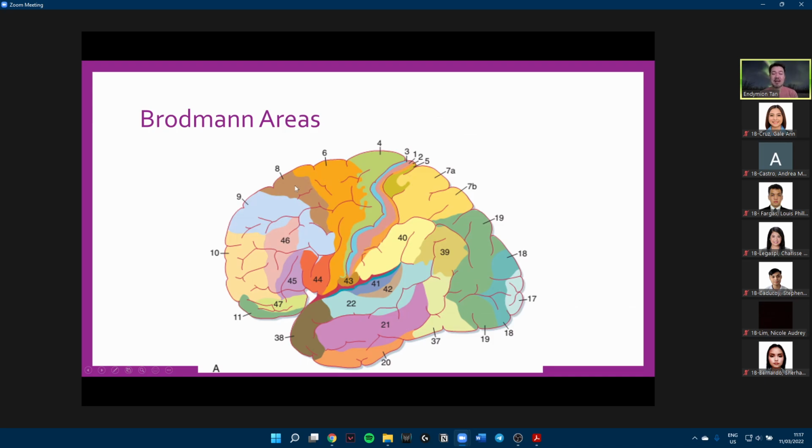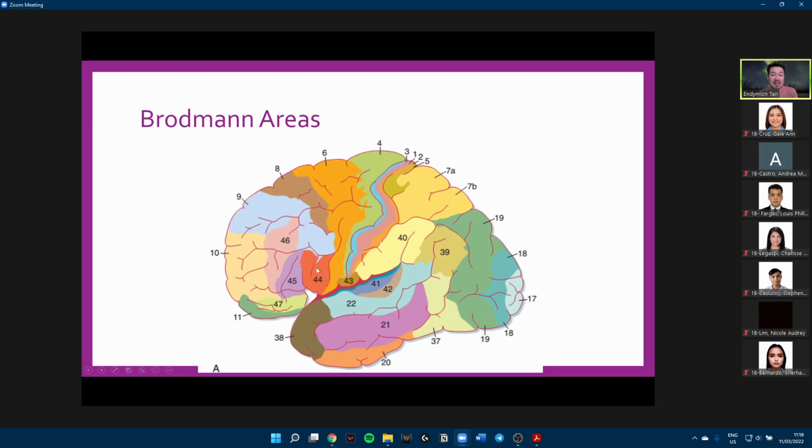Brodmann 6. Brodmann 8. 8 is like a binocular. This is for your frontal eye field. Frontal eye field. You learn this in your vision. Another important Brodmann area in the frontal lobe is the 43. 43 is the inferior frontal gyrus. Inferior frontal gyrus. This is for your gustation and olfaction, taste and smell.